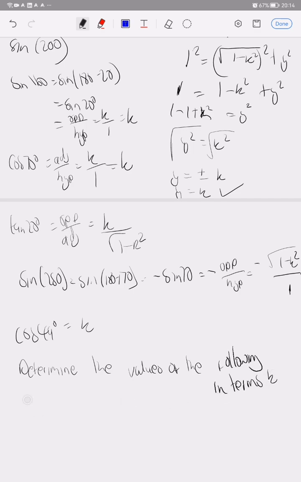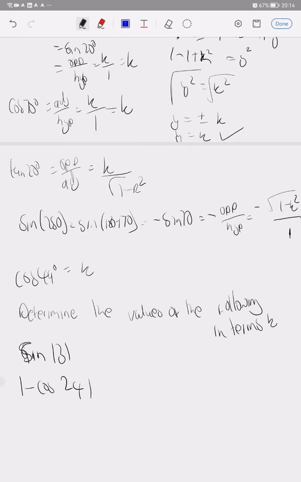Right, so what do I have? I have a sine of 131. Then the other one we are having is 1 minus cos squared 41. So it's cos squared 41. All right, so let me write it proper. So it's cos squared 41.